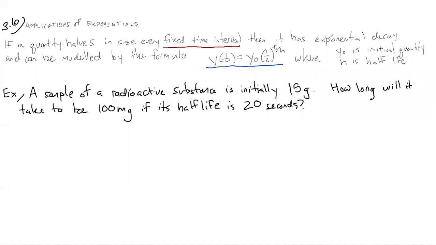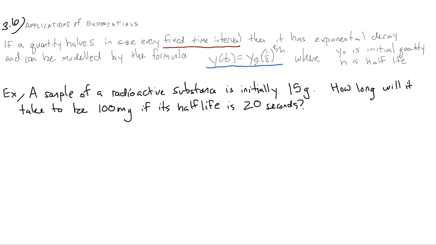All right, so you'll see I did some cutting and pasting here to describe half-lives. So if a quantity halves in size every fixed time interval, so instead of doubling, it cuts in half. Again, it has exponential decay. So it has an exponential pattern, but it's shrinking instead of growing.